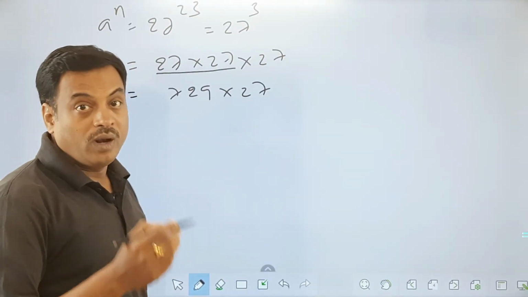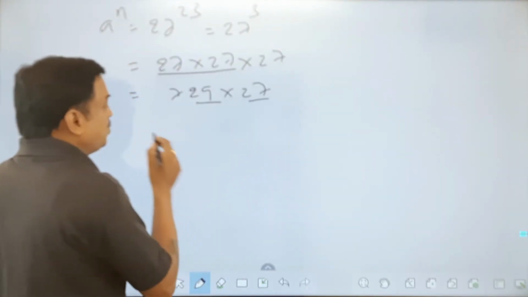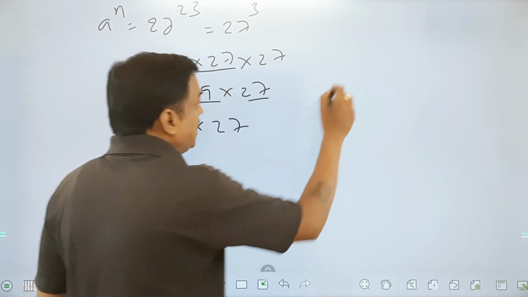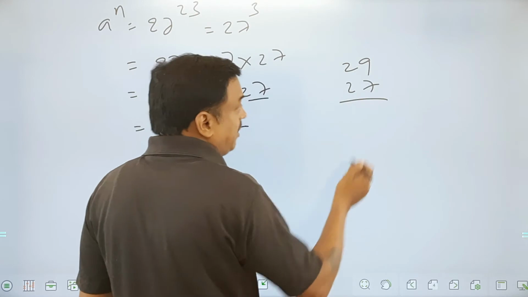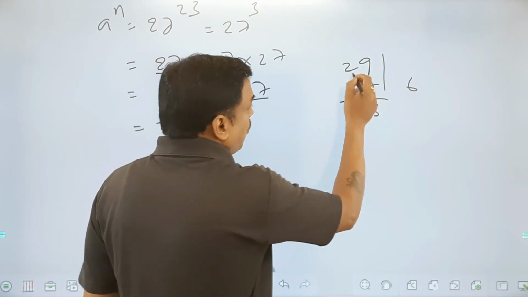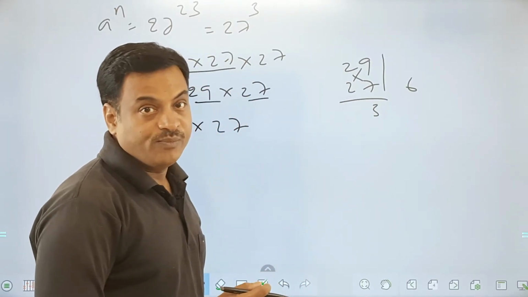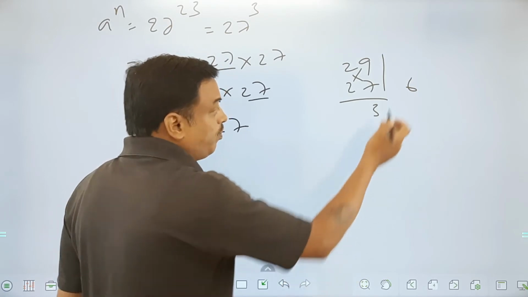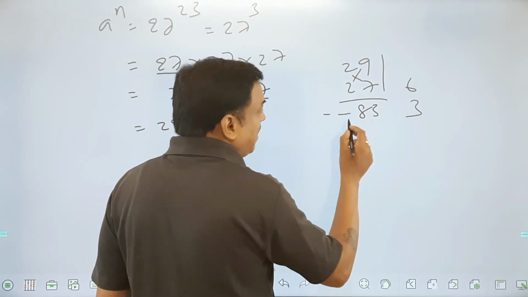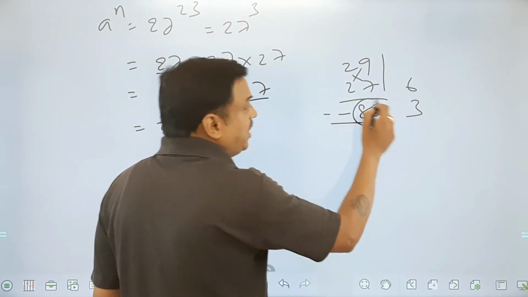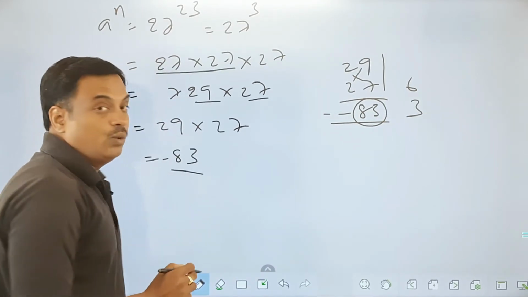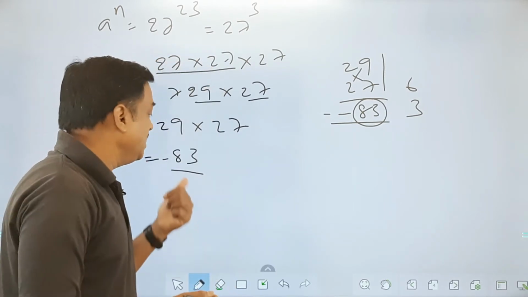And now to find the overall last two digits, I just need to multiply these two to get the answer. So it is 29 into 27. And the second point, column multiplication: if you multiply 29 and 27, 9 sevens are 63, 6 would be carry. 14 and 18 is 32. 32 plus 6 carry is 38. I am interested in the last two digits, and it may have one more digit here, but my interest is only to get the last two digits. So my final answer here will be 83. So the last two digits of the value 27 to the power of 23 is 83.